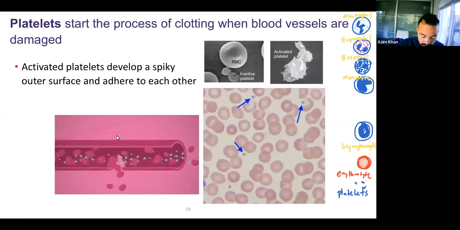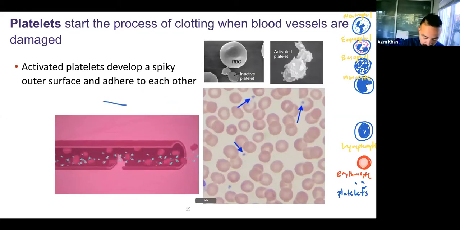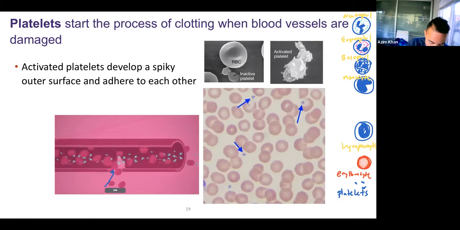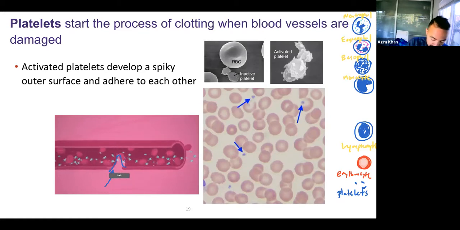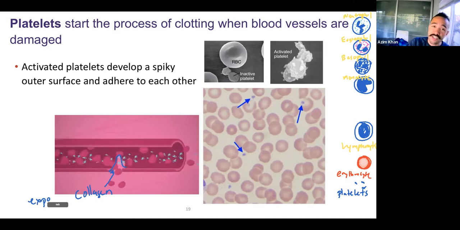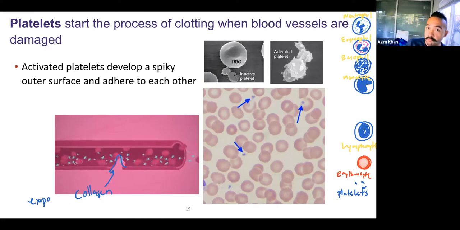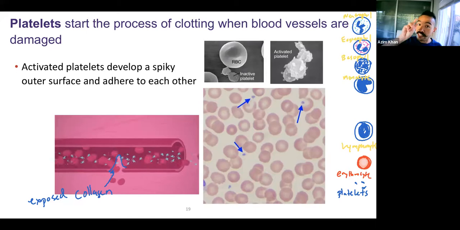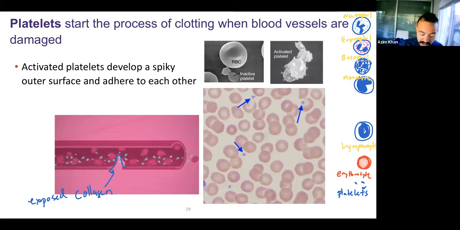How they work, if you take a look at this animation over here on the bottom left, they're always circulating in your blood, and if there's a damaged blood vessel, so you can see there's a damaged part of a blood vessel here, there's collagen that's exposed. We'll learn that there's collagen found in the connective tissue of blood vessels. So there's exposed collagen. When the platelets touch exposed collagen, they become very spiky and sticky.